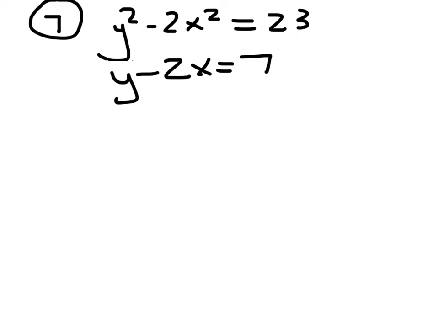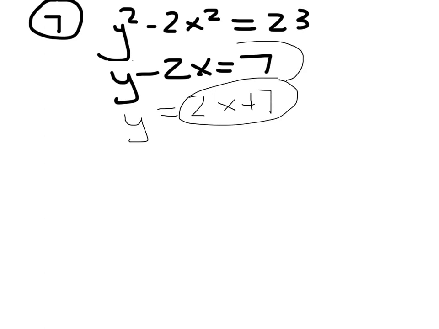Now, this problem is set up such that we could easily solve this second equation for y, and we would be left with y equals 2x plus 7. Now we could take this value and put it in here for y. Why would we want to do that? Well, because in both of these equations, we have two variables. You can't solve an equation with two variables in it, but you can solve an equation with one variable in it. So I'm going to use this method known as substitution. I'm going to substitute this in for y, and now the whole problem will be in terms of x.